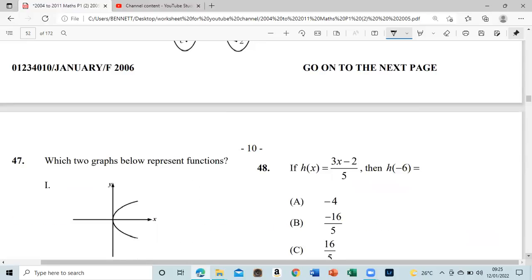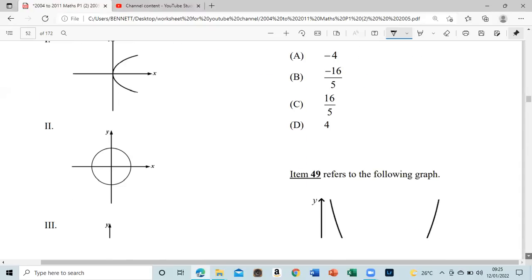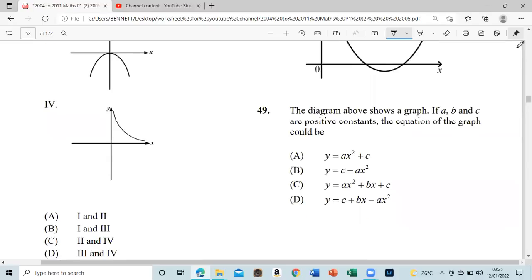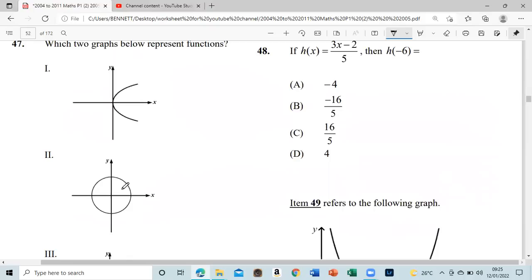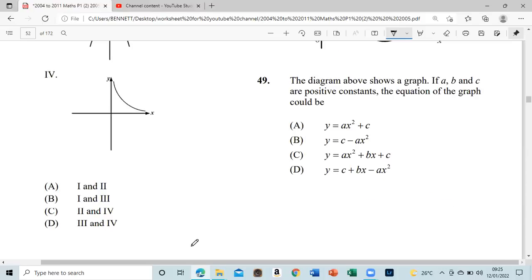All right, number 47. Which two graphs below represent functions? Oh, you must combine them. All right, let's identify the two functions first. So we can eliminate this and we can eliminate this, by the vertical line test. So it's 3 and 4. So that's D.